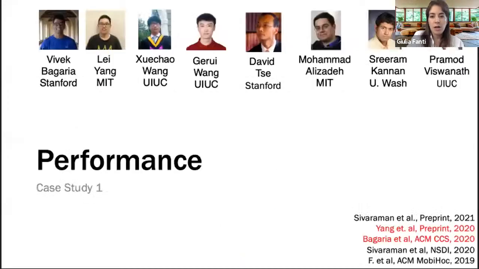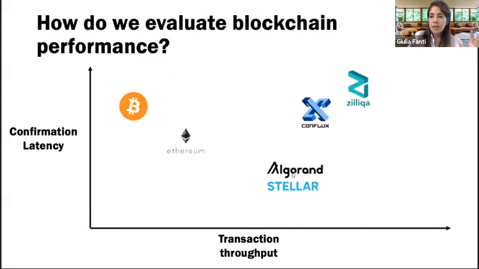Okay, so let's start by thinking about performance. This section is going to be based on a number of papers. In particular, I'm going to focus on the two recent ones in red. And here we're going to start by thinking about how do we actually evaluate the performance of a blockchain.